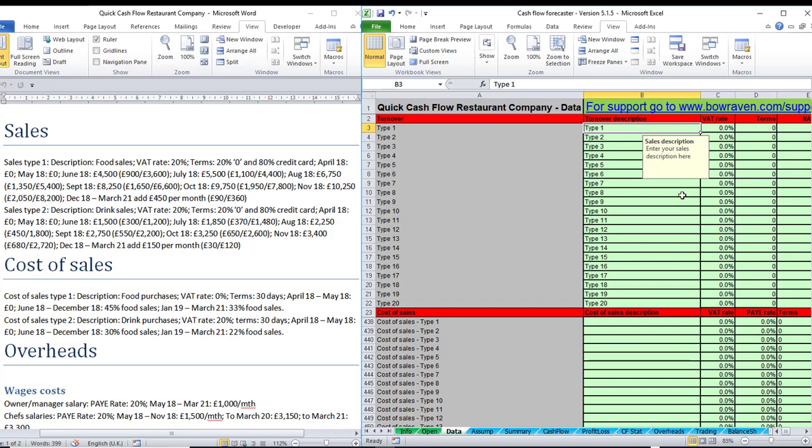So in my description, I'm going to split them between food sales cash and food sales credit card. That's my food sales cash. And my food sales credit card. And while I'm typing, I'm going to put the next one in, which is my drink sales, and I'm going to split these out in the same way.